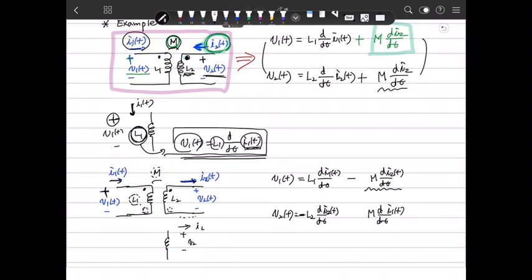We need to know the direction here. The I1 is going into the positive dot, so this amount is positive. This is a dot here, this is a dot, so the same direction is a plus. So the coupled inductor can be represented by these relationships.